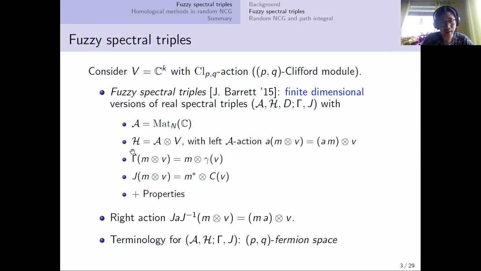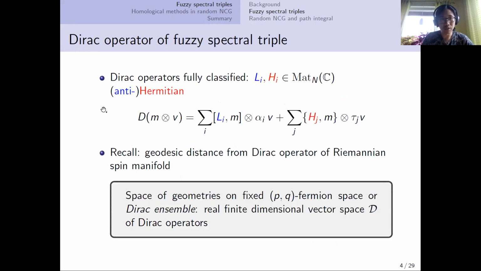Then we also have these chirality operators and the real structure, which I will not talk much about in this talk, and these should of course satisfy some properties. In particular, we also obtain a right module structure on this Hilbert space through the real structure, which in this case takes the form of right multiplication by a matrix on the first slot. As we see, we haven't mentioned the Dirac operator D yet, but this data I just presented is also called a PQ fermion space. This we will leave fixed, and we will let the Dirac operators vary. These are the interesting parts for us.